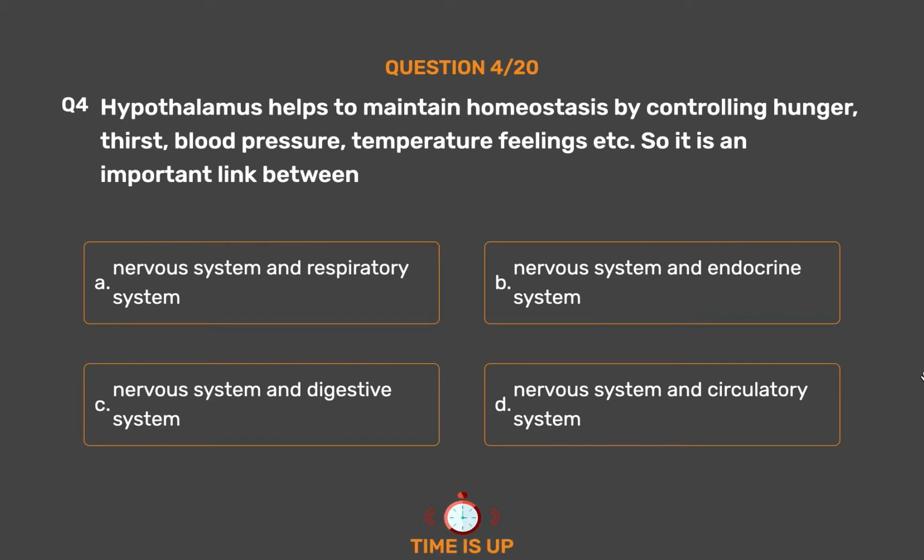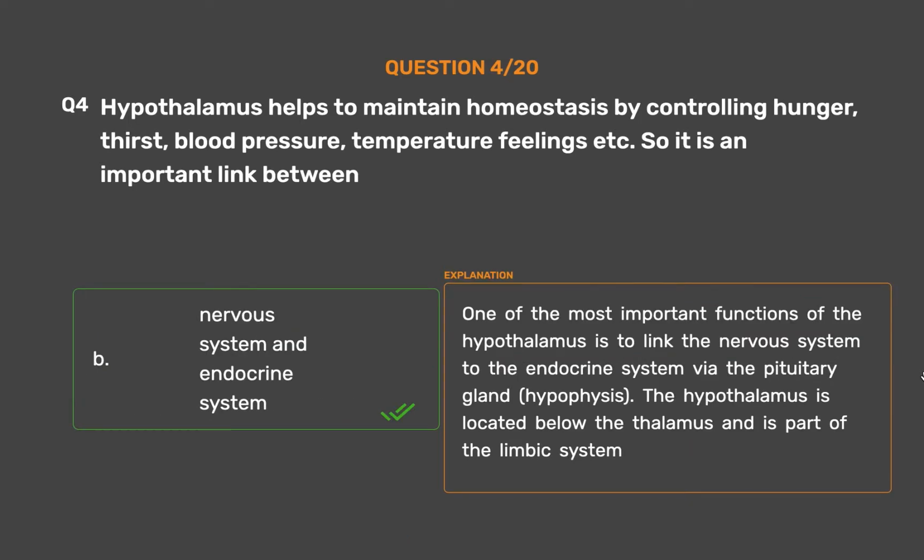The correct answer is Option B. Nervous system and endocrine system. One of the most important functions of the hypothalamus is to link the nervous system to the endocrine system via the pituitary gland, hypophysis. The hypothalamus is located below the thalamus and is part of the limbic system.